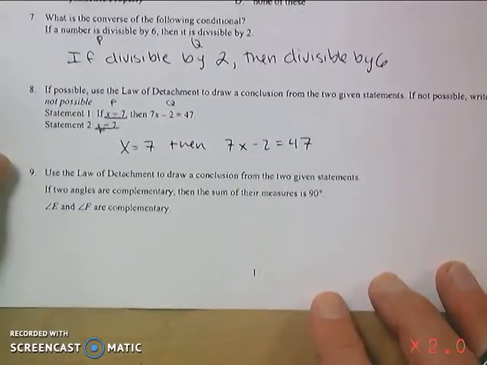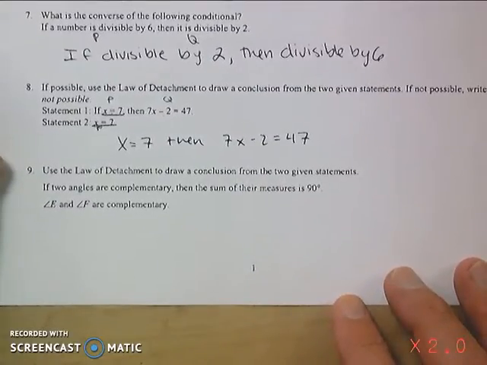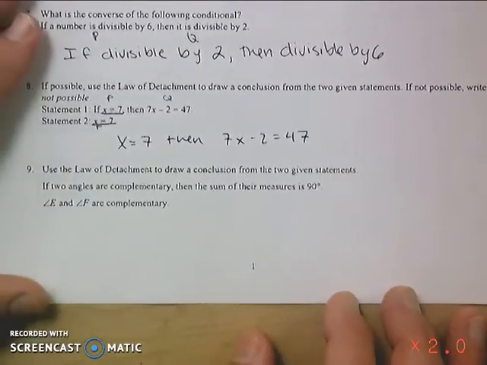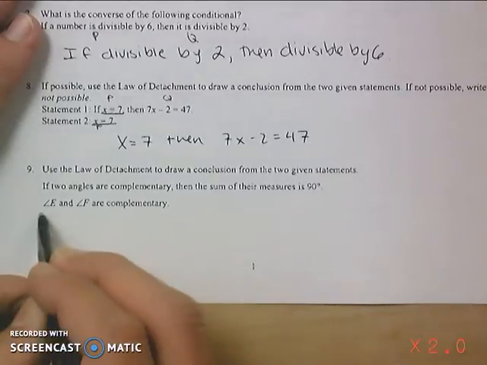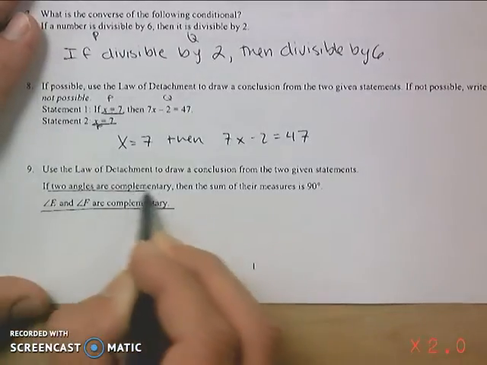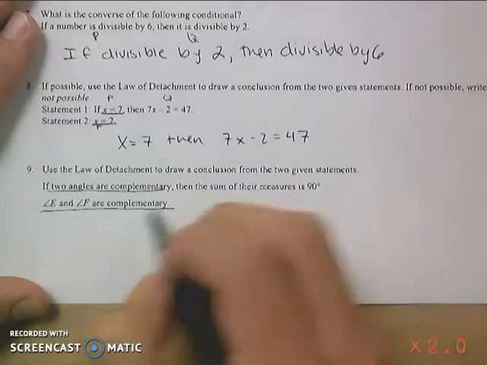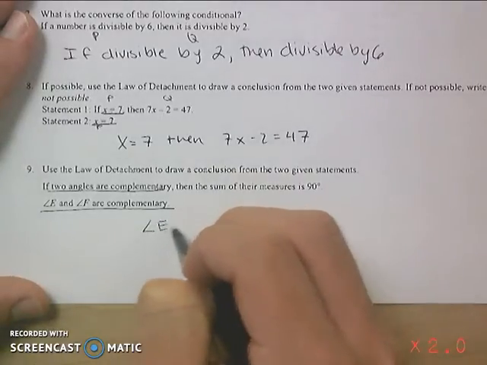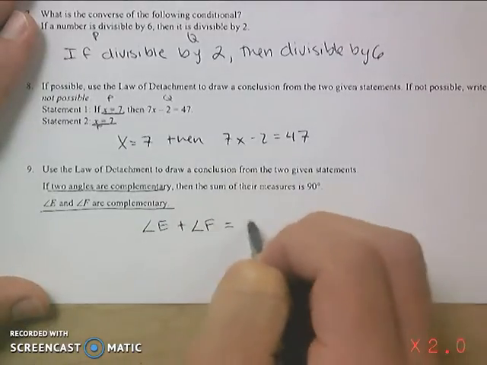Okay, number 9, it says use the law of detachment to draw a conclusion. If two angles are complementary, then their sum is 90. E and F are complementary. Notice it backs that statement up right there. So I know that angle E plus angle F equal 90 degrees.